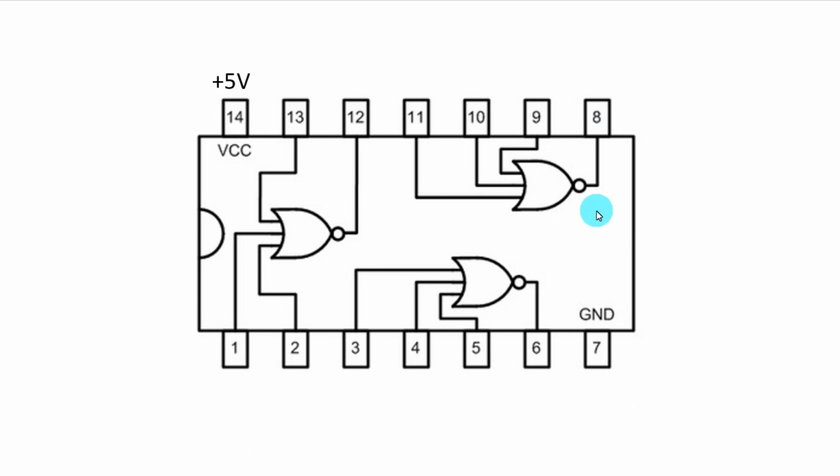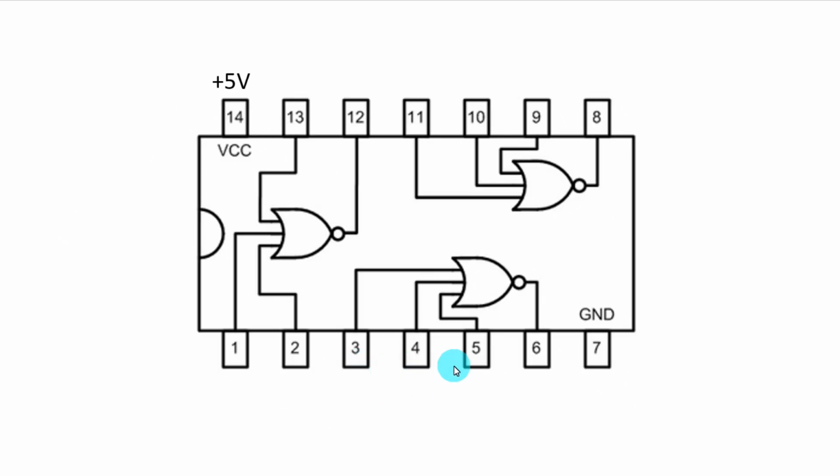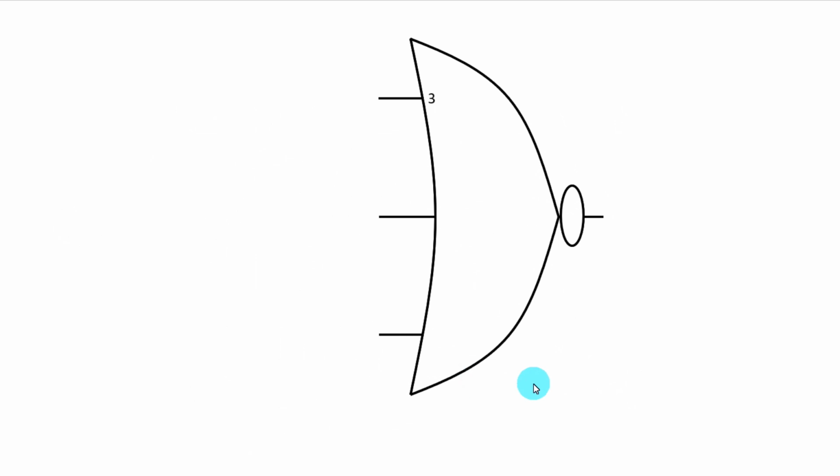8. For the practical, I am going to use gate 2, that is pin number 3, 4, 5 will be input pins and pin number 6 will be output. This one is NOR gate. Pin number 3, 4, 5 will be inputs. 3, 4 and 5 are the inputs and pin number 6 will be output.